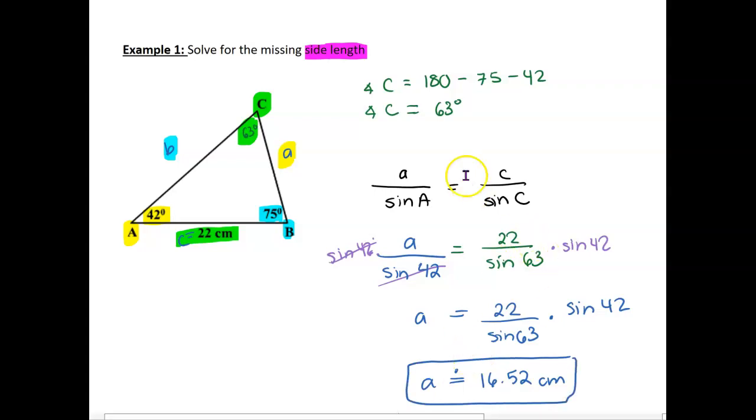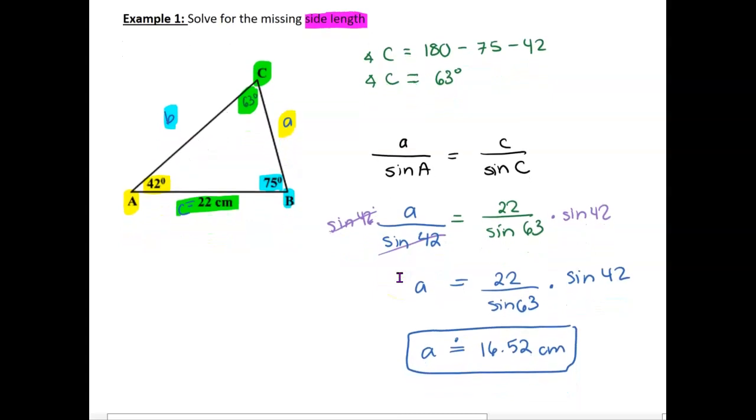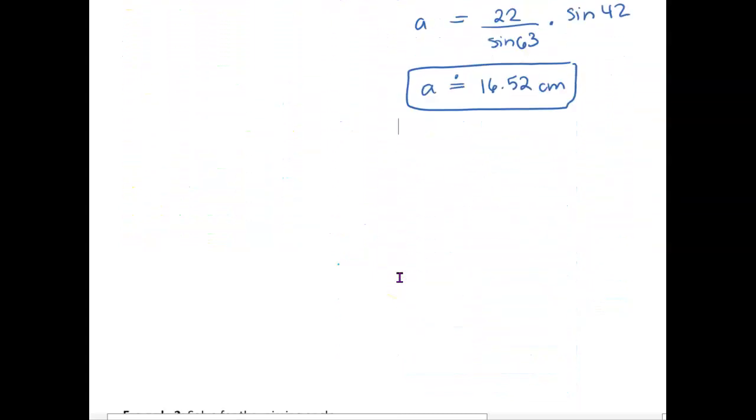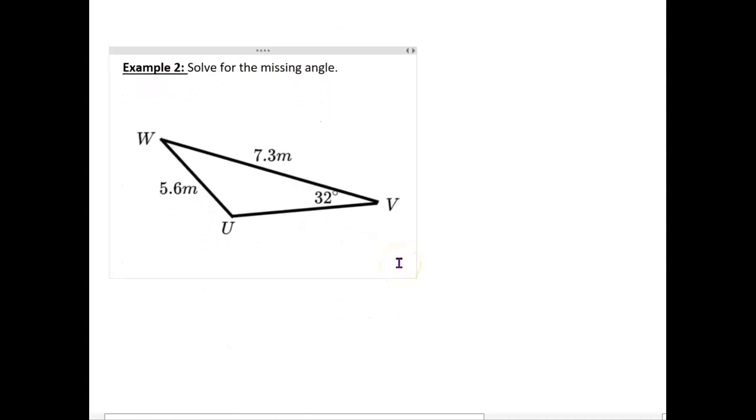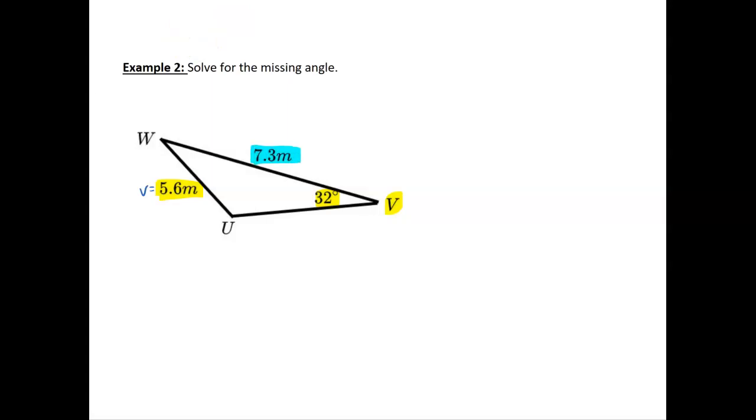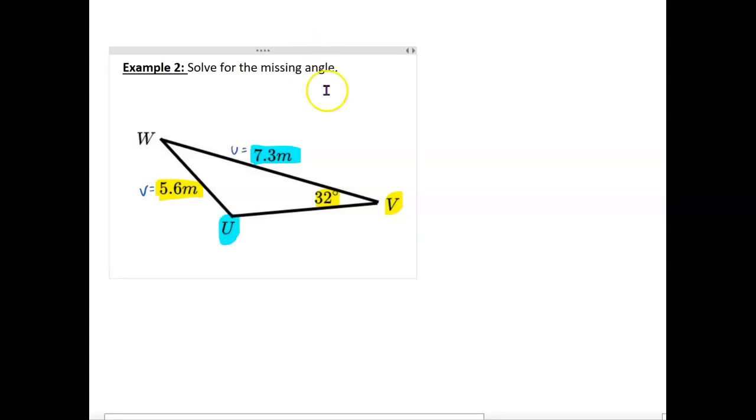Okay, and I could do the same thing using A now, or the pairing of C to solve for the side length B. But we're going to move on to the next one, which is how to solve for the missing angle. So here in this pairing, we have an angle V, with its side length little v over here, 5.6. And I have the side length 7.3 meters, which belongs to little u. And I'm looking for the angle, capital U.